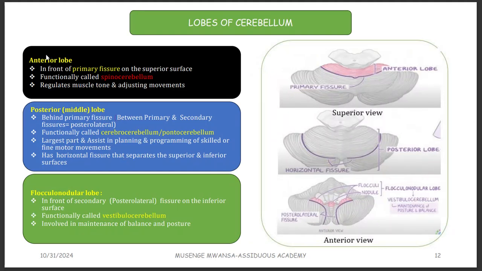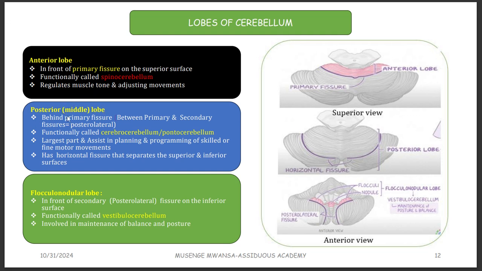The anterior lobe is in front of the primary fissure. As we said, you can see this fissure here, the primary fissure. Functionally, the anterior lobe is also known as the spinocerebellum. Information coming from the spinal cord goes to the cerebellum, specifically to the anterior lobe. And because that information is coming from the spinal cord, it regulates muscle tone.